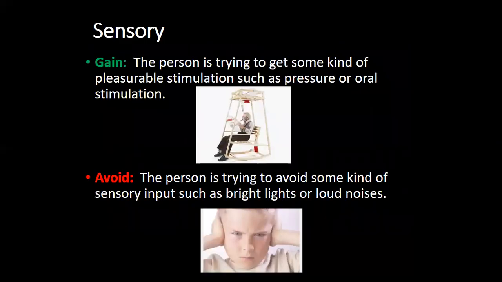Talk about sensory. What was the dog trying to do? He was clearly trying to avoid sensory input. I think on this one it would be the noise and the smell. People also try to gain sensory input. This is when a person is trying to get some kind of pleasurable stimulation, such as pressure or oral stimulation. Think about students that keep putting things into their mouths. They might also be trying to avoid sensory. This is when a person is trying to avoid some kind of sensory input, such as bright lights or loud noises.